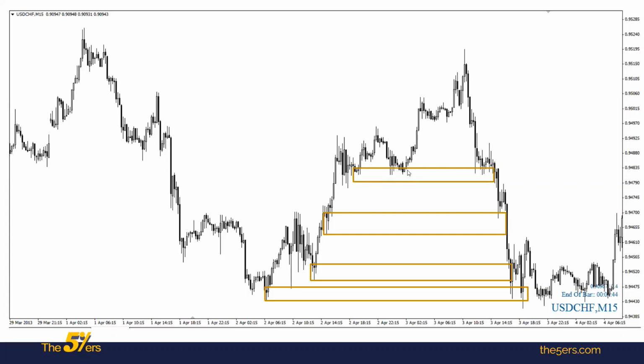So a price level or a key level, support and resistance levels are good for certain circumstances. They're not good always, okay? So it's really important to understand that a level can be broken.